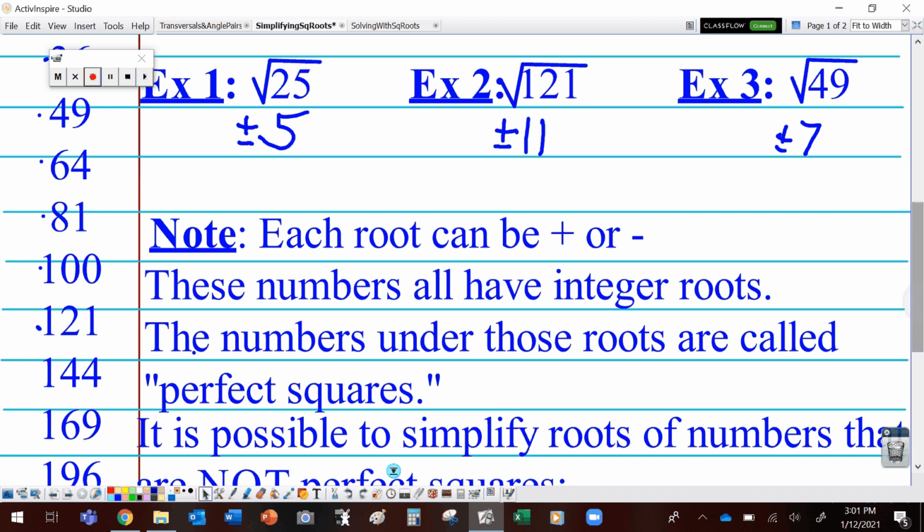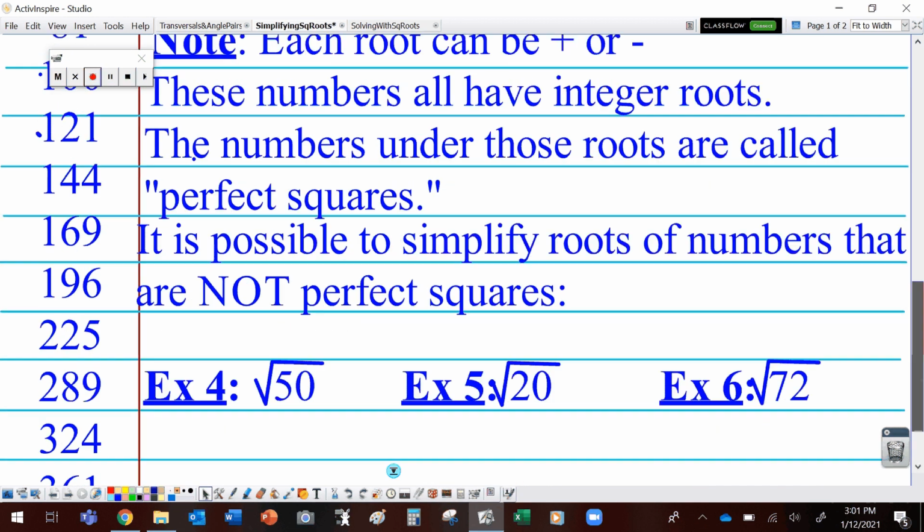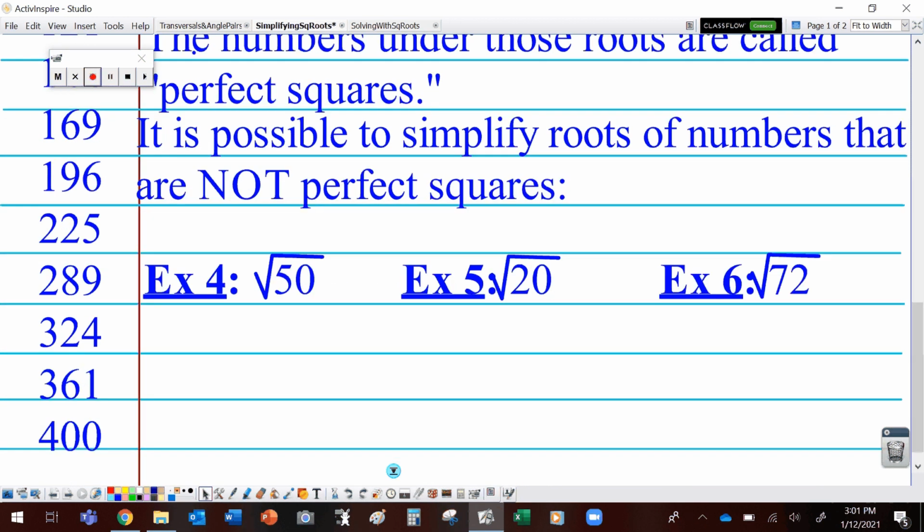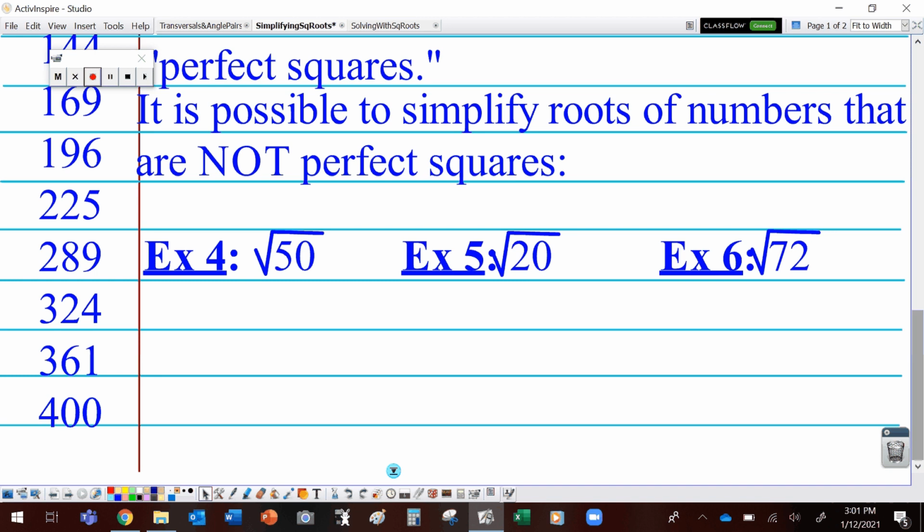Now, not every single number that we can think of is going to have an integer root. And it is possible to simplify some of these roots, even though the numbers underneath those roots are not perfect squares. Here's how. For instance, I've got the square root of 50 right here. If I look on this list, I'm not going to find 50 anywhere. But what I can find are numbers that divide into 50.